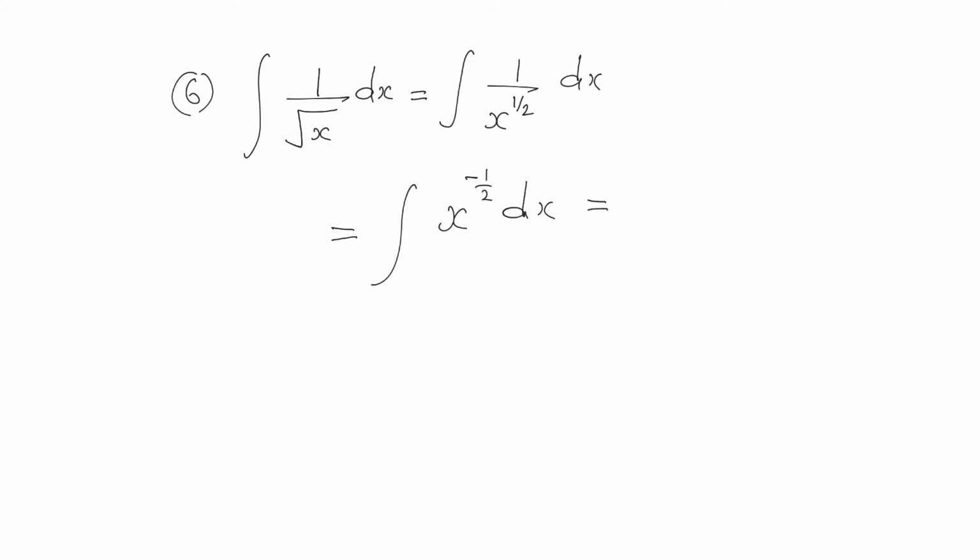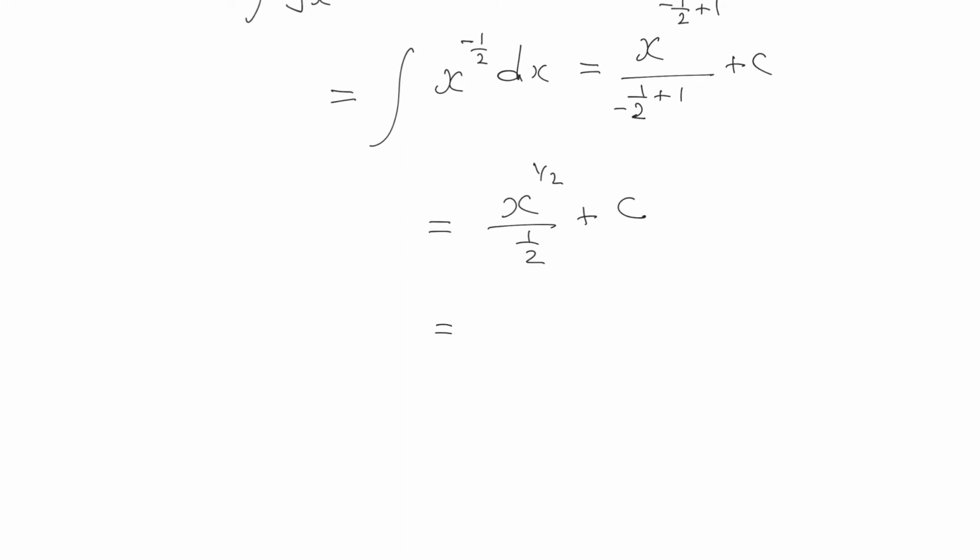Now we can integrate it. Over here the value of n is minus 1 by 2, so this will be equal to x raised to minus 1 by 2 plus 1 divided by minus 1 by 2 plus 1 plus constant of integration c. So we can write this will be equal to x raised to 1 by 2 divided by 1 by 2 plus constant of integration c. Or you can write this will be equal to 2 into root of x plus constant of integration c.